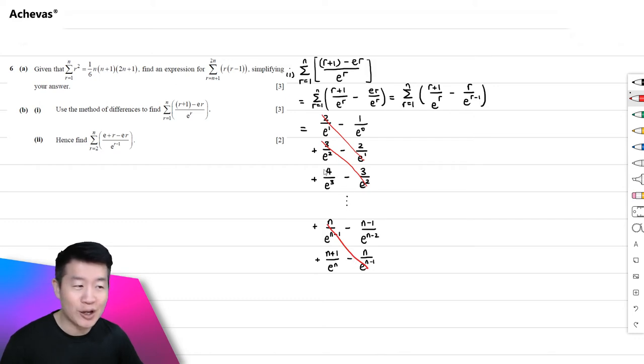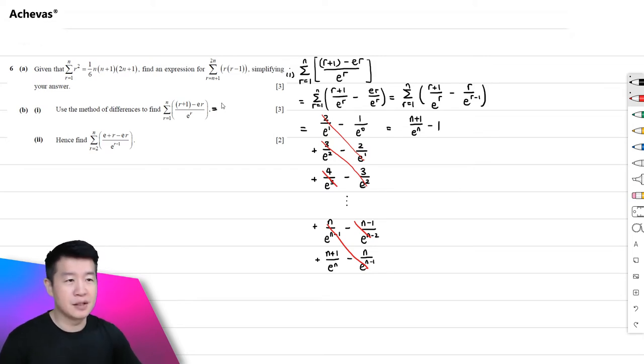And although we cannot manually cancel every single one of the terms, through pattern recognition, we can see that in between terms are all going to be cancelled, which will leave us with n plus 1 divided by e to the power of n, minus 1 over e to the power of 0. e to the power of 0 is 1, so minus 1. This gives us our answer for this. This is n plus 1 divided by e to the power of n, minus 1.